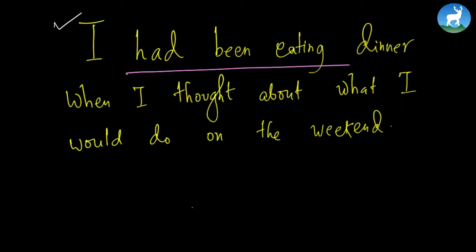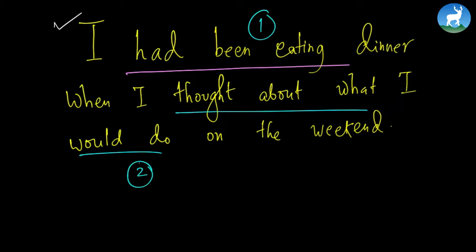You would use the past perfect continuous to describe the action that started earlier, that is, eating dinner. Eating dinner, that action obviously started earlier, but happened partly at the same time as an action that started later, thinking about what I would do. So this is action number 2. Happened almost parallelly. So these are parallel actions.